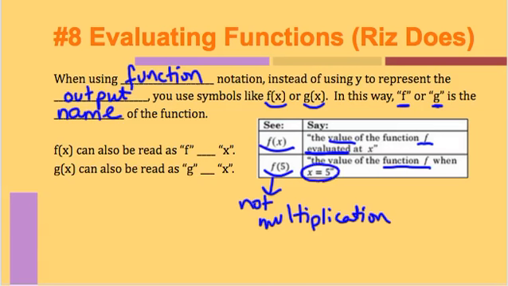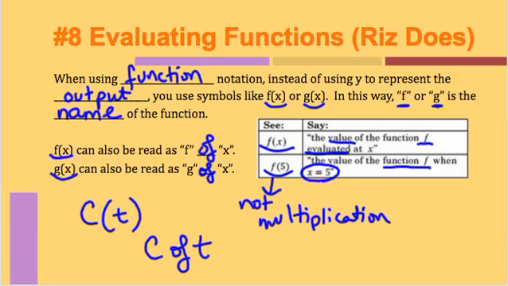A different way to also read this, if you see f parentheses x, can also be read as f of x. G parentheses x can also be read as g of x. So for example, if you see something like c parentheses t, you can read it as c of t. Okay, let's go ahead and move on. That's a little math language for us today, so we can move forward with these examples.